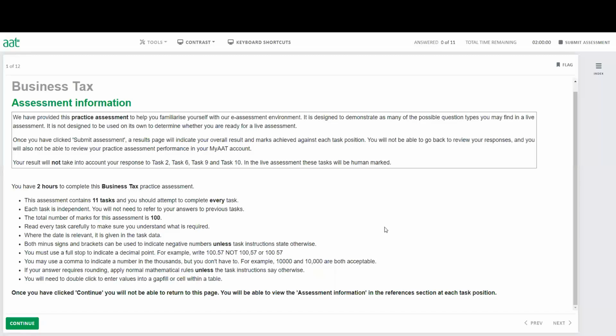Hello, everyone. In this session, we're going to talk about business tax. And today, we're going to talk about the Financial Act 21. That means it will cover the AQA 22 syllabus. So that's our new syllabus.